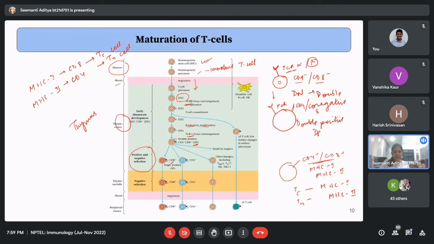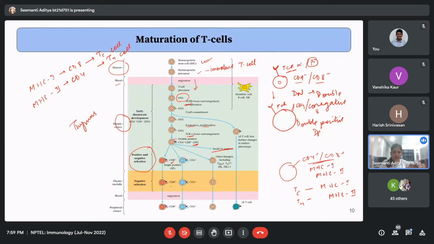So a CD8 plus single positive cell is a TC cell, and a CD4 plus single positive cell is a T helper cell. And the other lineages which do not show any kind of interaction will die by apoptosis. And there are some other lineages, like T regulatory cells or T helper 17 cells, which do not go through positive or negative selection. These are some kind of exceptions.